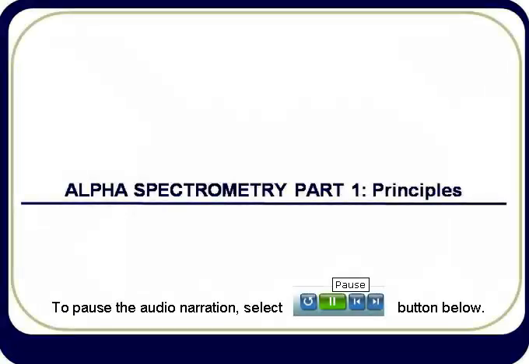In this module, we will discuss the basics of alpha particle decay and also the interactions of alpha particles with matter.